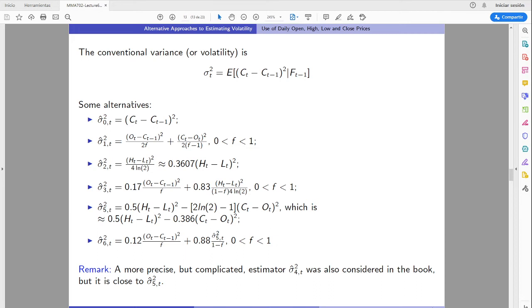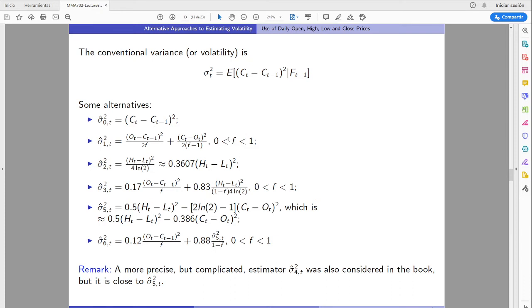Or alternatively, we can take it in this way if we are only using an interval one. If we use more of them, then the shape of this changes a little bit. It becomes opening price minus closing price at the previous time squared, and in the other way, closing minus opening, where F is the fraction of the day.